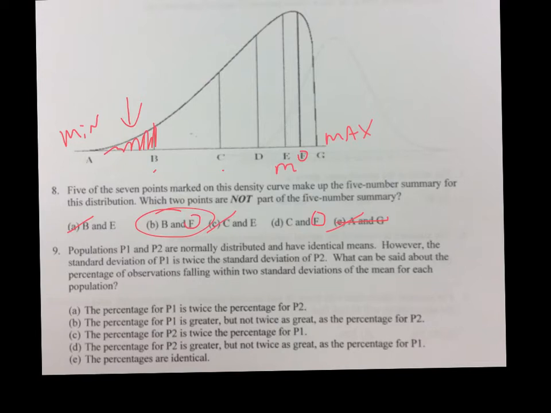On number 9, the answer choice is E. If you think about it, what can be said about the percentage of observations that fall within 2 standard deviations? Well, 95% always falls within 2 standard deviations, regardless of the normal distribution. So because they have identical means, the percentages are going to be identical.